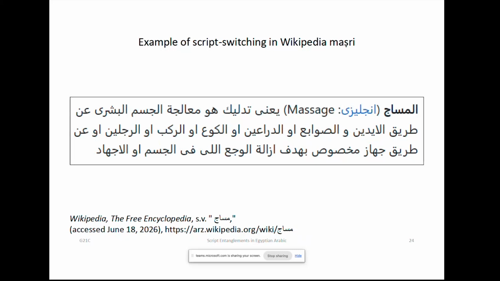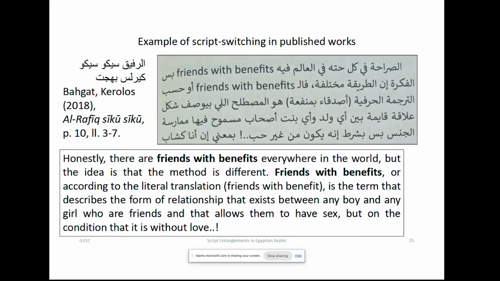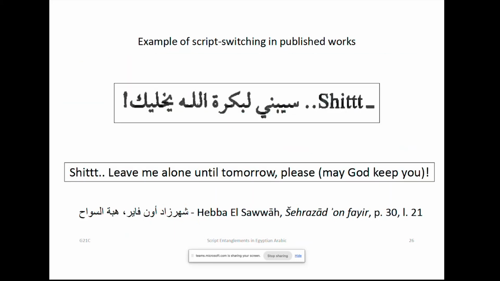Another motivation might be for the writer to evoke concepts that would otherwise be perceived as highly inappropriate in their own culture, whether it be phrases referring to sexual practices that might be considered immoral, or interjections that could be felt offensive. In this last example, no translation or definition is given in Arabic, which means that the reader is expected to be able to read the Latin script to fully understand what is written.